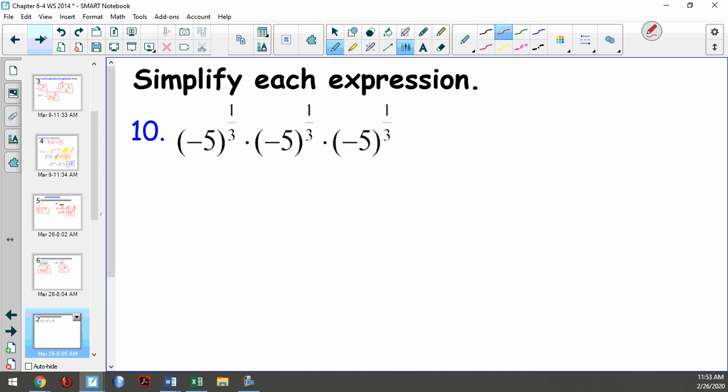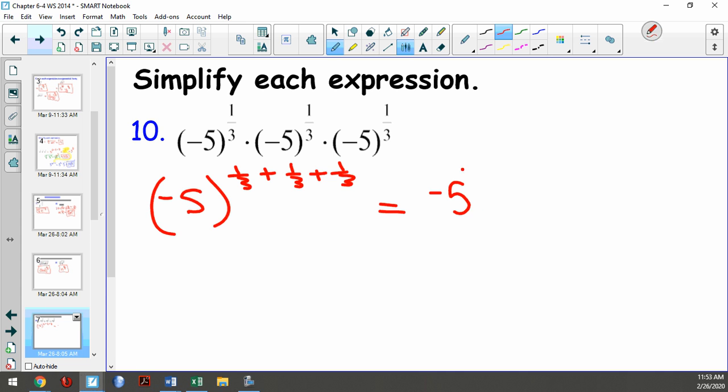Problem 10 says to simplify each expression. So how many bases do I have up there? I have 3, but they're all the what? The same base. So what do I do with the exponents? We add them. So -5 raised to the 1/3 plus 1/3 plus 1/3. A third plus a third plus a third gives me 3/3, which is going to be -5 to the first power, which is just -5. Yes? Okay, let's keep going.